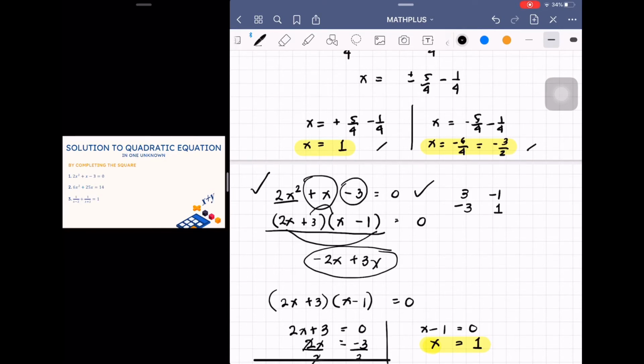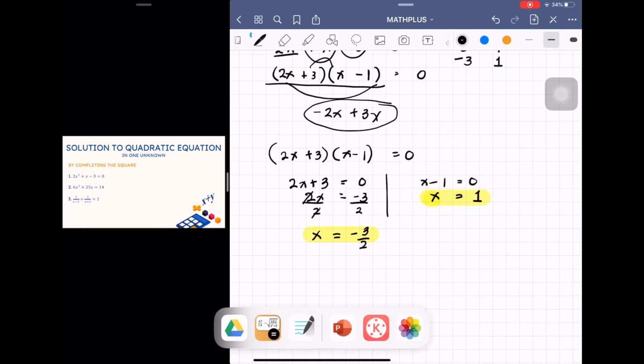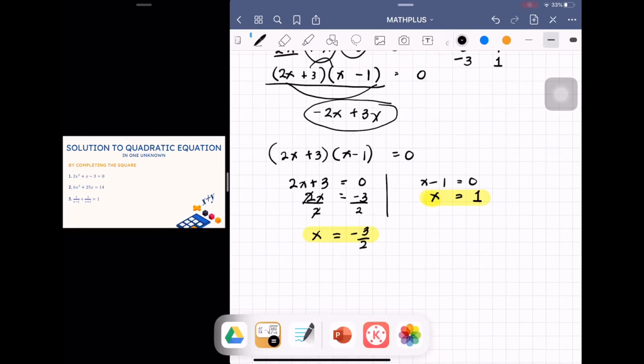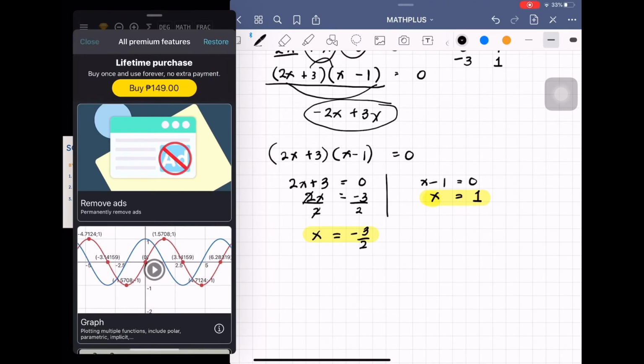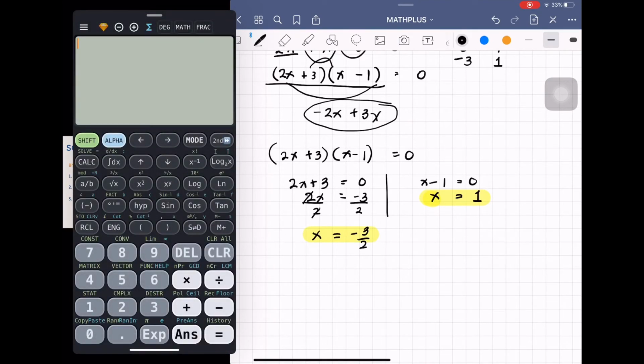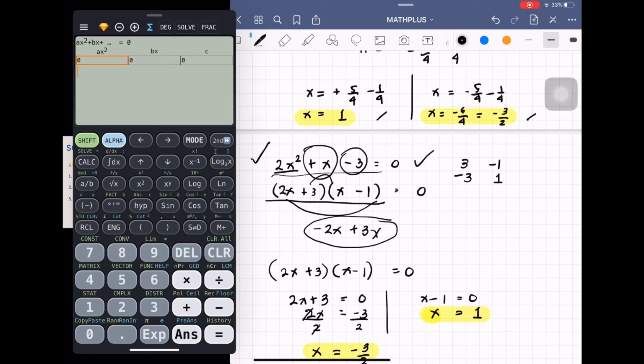Actually, you can further prove that your roots are correct by simply taking your calculator. If you have your calculator, there's no problem in using that. But of course, we cannot always be dependent on our calculator, so we must gain that skill mathematically. We're going to use polynomial in the second degree and substitute the coefficients of the quadratic equation that we have. You have 2 as coefficient of x squared, 1 as coefficient of x, and your constant is negative 3. We simply press equals, and that will produce negative 3 halves and positive 1.